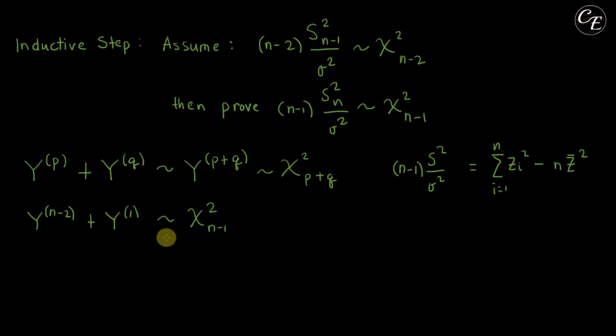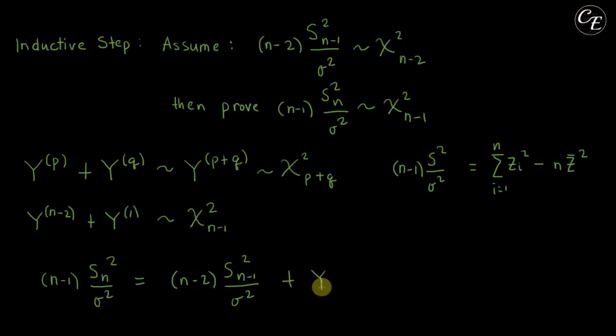Now, what we want is n minus 1 S squared over sigma squared equal to this one over sigma squared plus another term. So we need to find this one and then check if it has a chi-square distribution with 1 degree of freedom. So let us do it now.